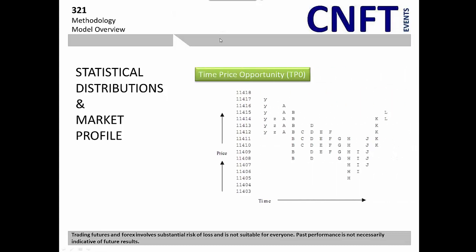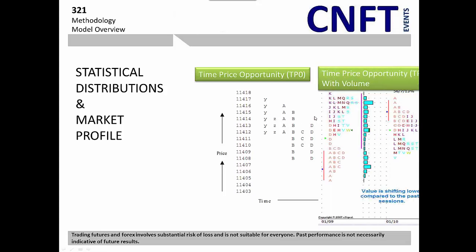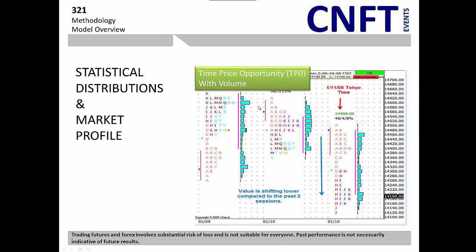When we first started out in the profile, it was time price opportunities, TPOs they were called. That was a mouthful. Each letter was tied to a particular half hour on the clock, and that's what they first looked like. From that we grew.